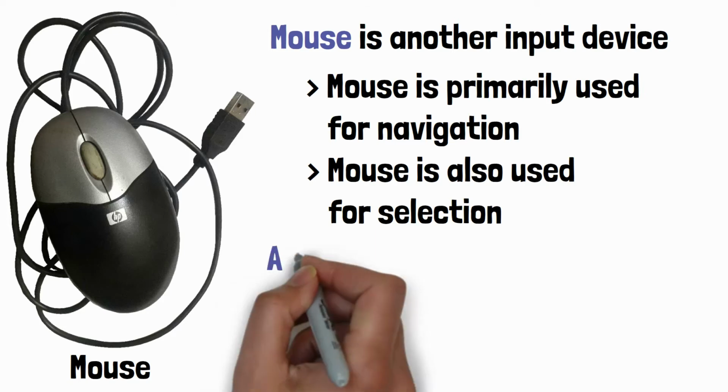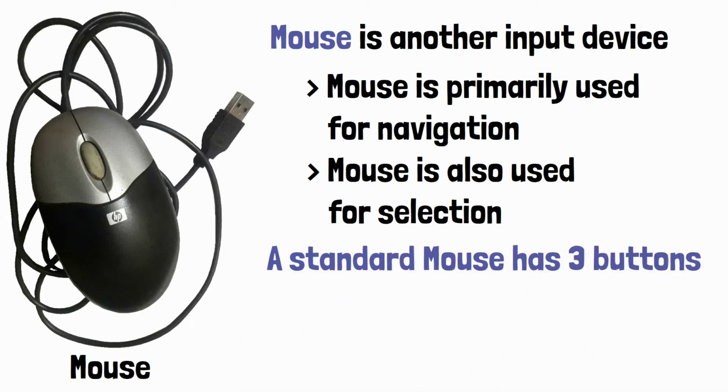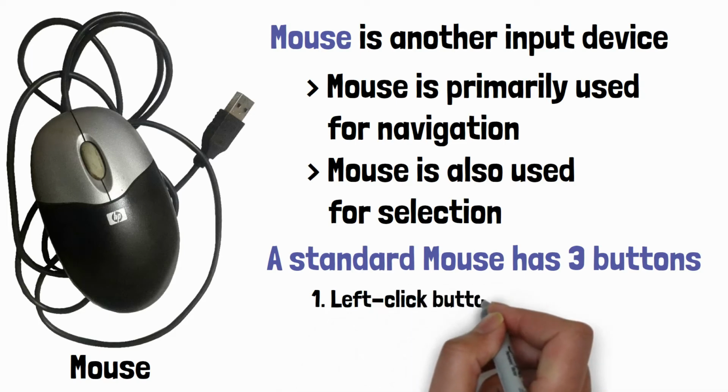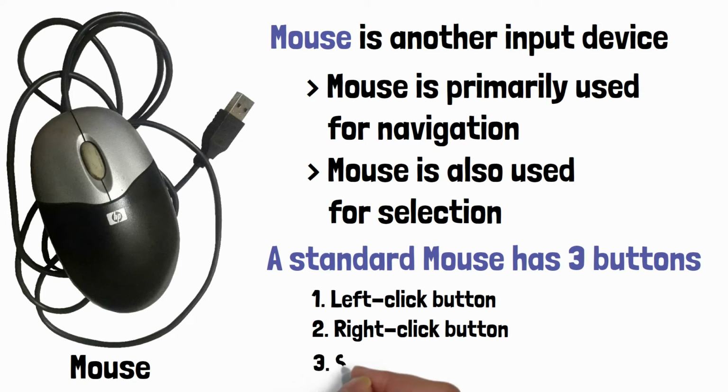Okay? A standard mouse has 3 buttons. 1. The left click button. 2. The right click button. 3. The scroll wheel. Alright, the next hardware in line is the CMOS battery.